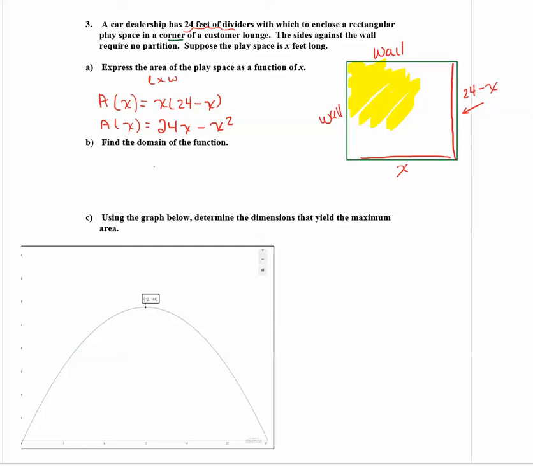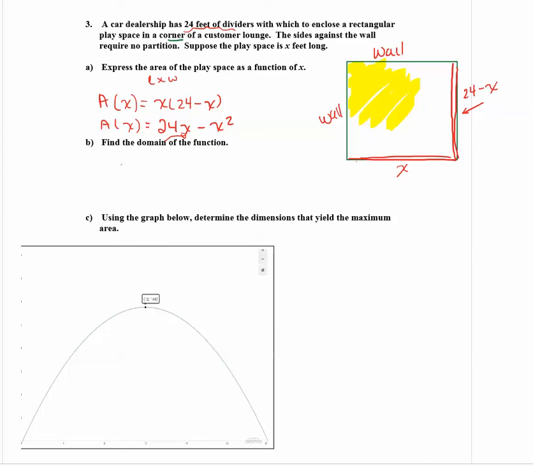Find the domain. The domain lists the possible X values that you're allowed to use for this function. So in real life, you can't plug in every number like negatives and positives. Sometimes you have restrictions, and for this, X represents the feet of the dividers. And so it obviously can't be negative feet, and it can't be 0 feet.